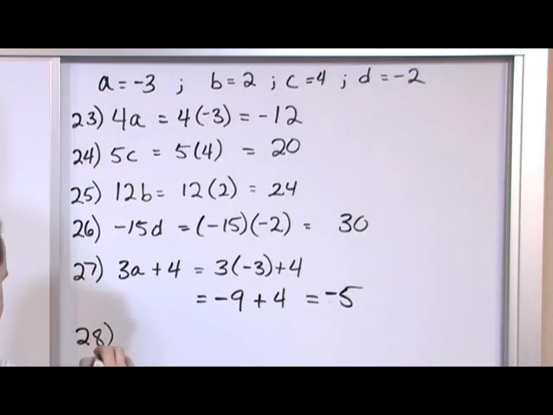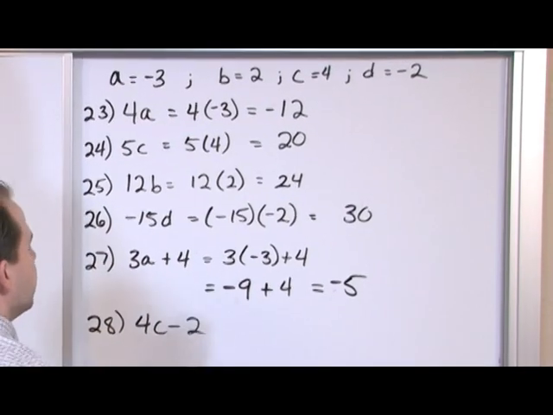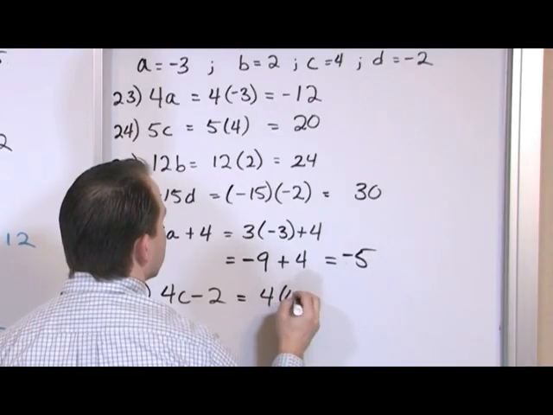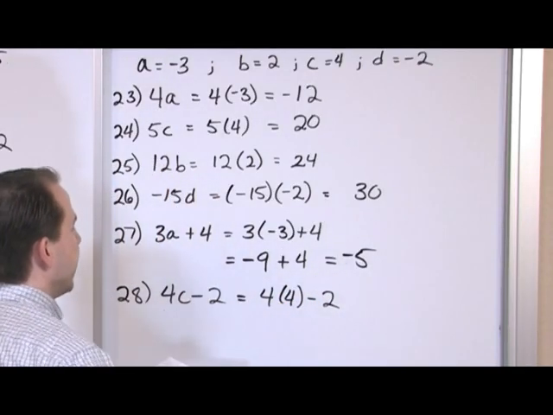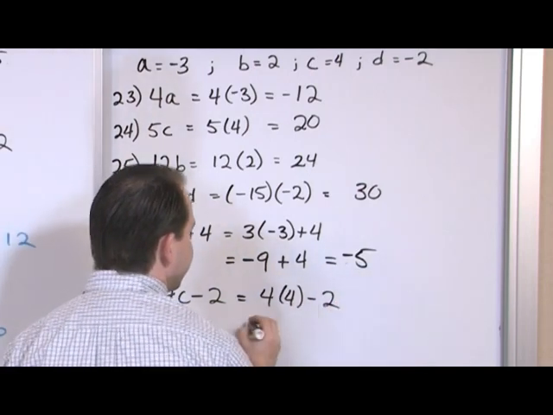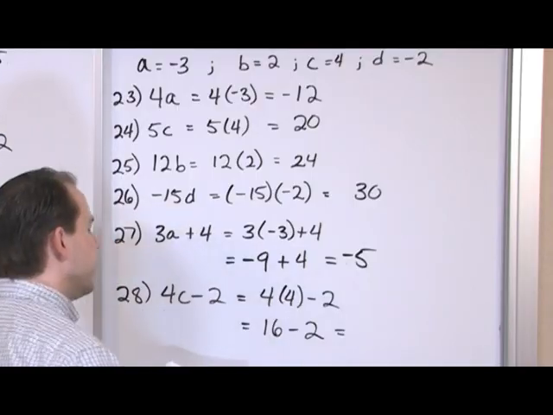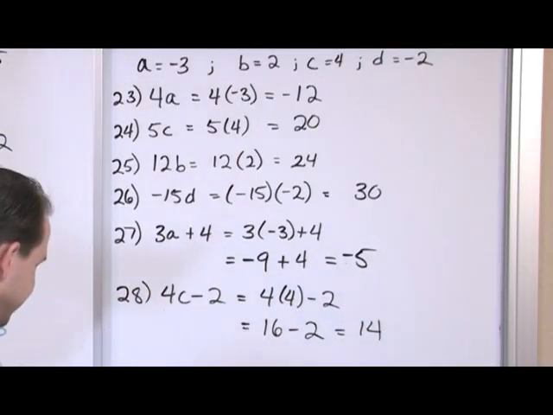28. Let's say we have 4c minus 2. 4 times c minus 2. So if we have 4, and c is 4, and minus 2. So we're plugging in the value of 4. 4 times 4 gives us positive 16. Minus 2, we still have to do the minus 2. 16 minus 2 is 14. And so that's the answer.